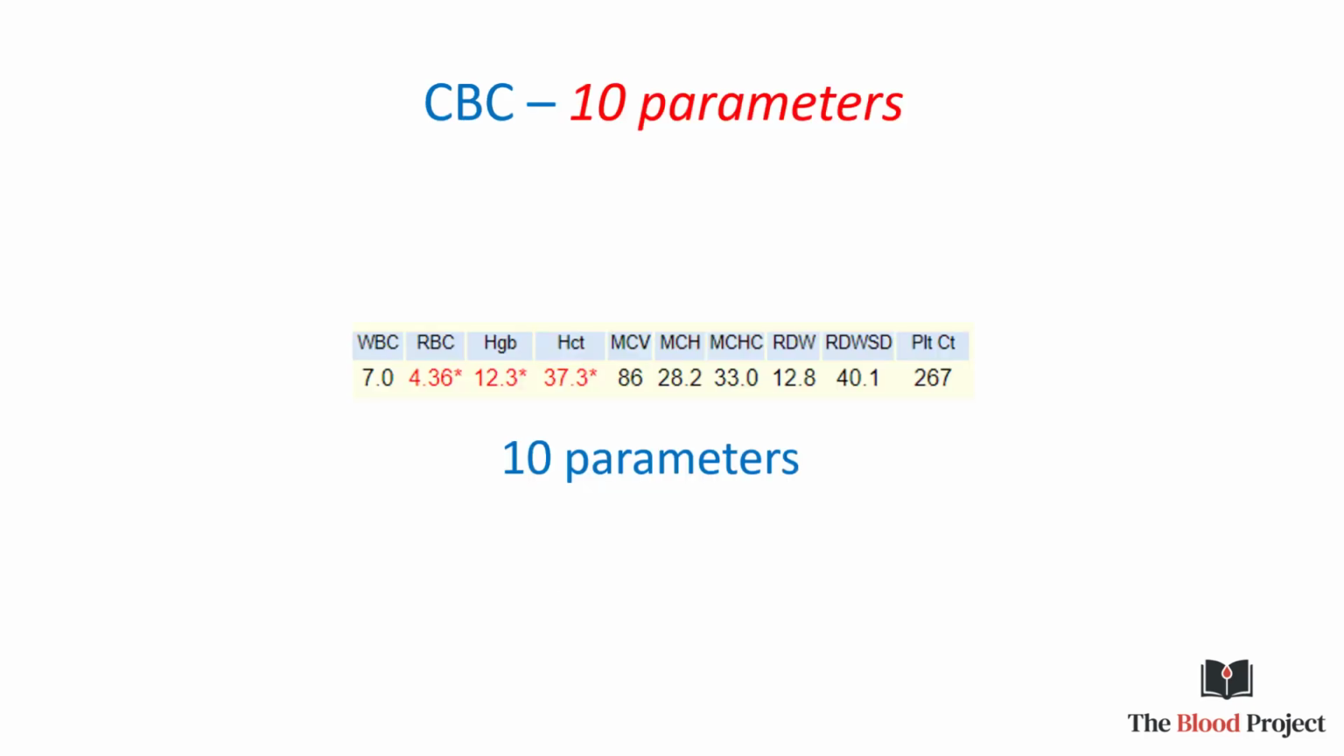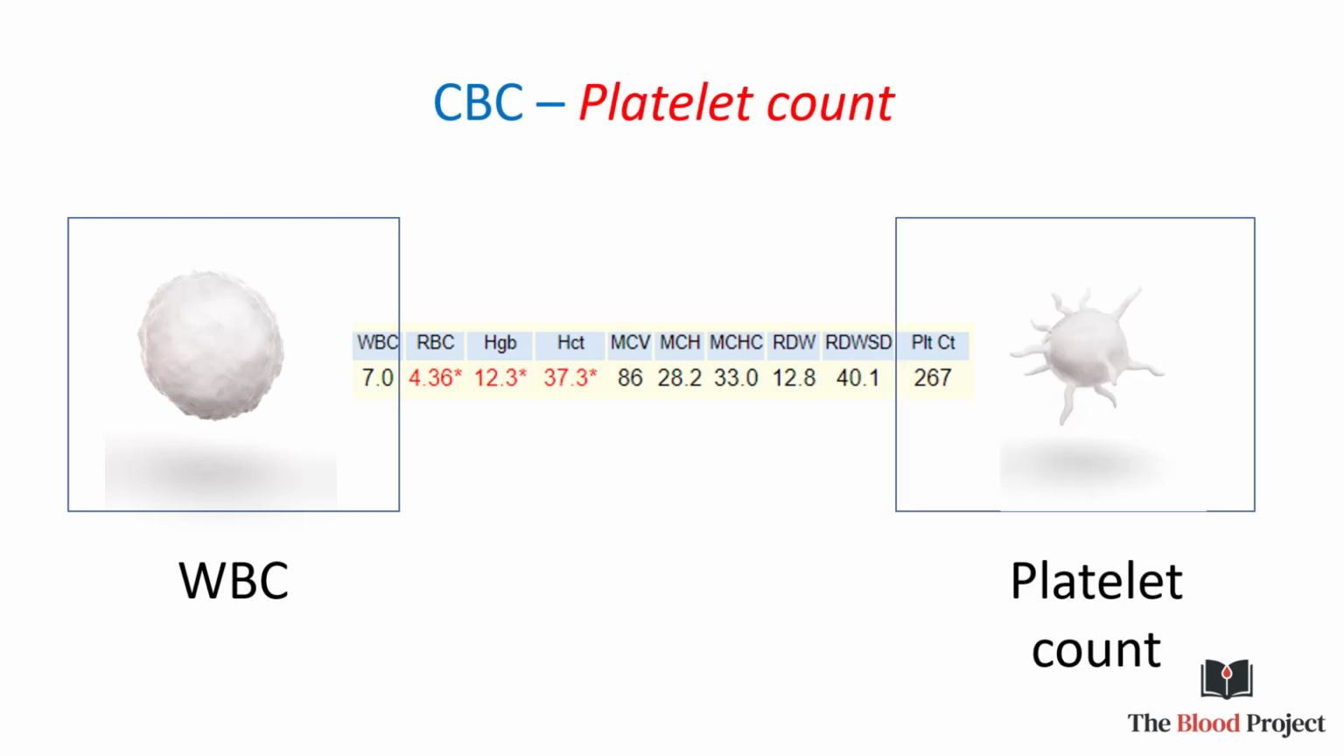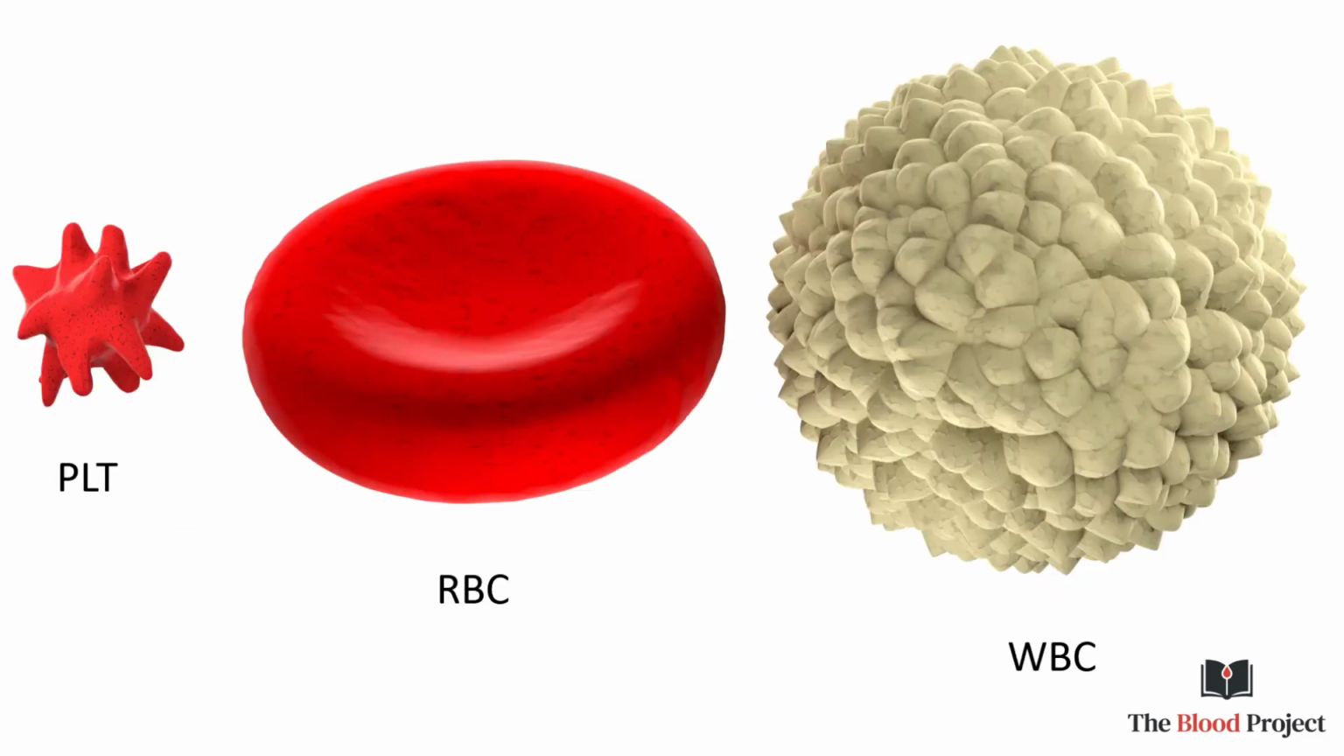So here's the CBC in all of its glory, as it is presented to healthcare providers at my hospital. While there may be some subtle variations between labs and institutions, this is a fairly standard panel. Flanking one end is the white cell count. Flanking the other end is the platelet count. These cells are not drawn to scale.